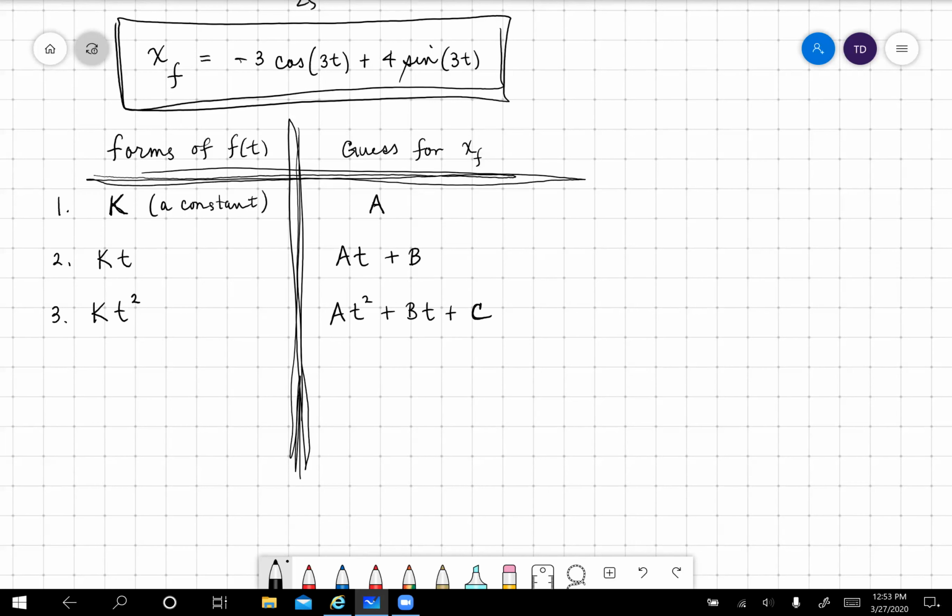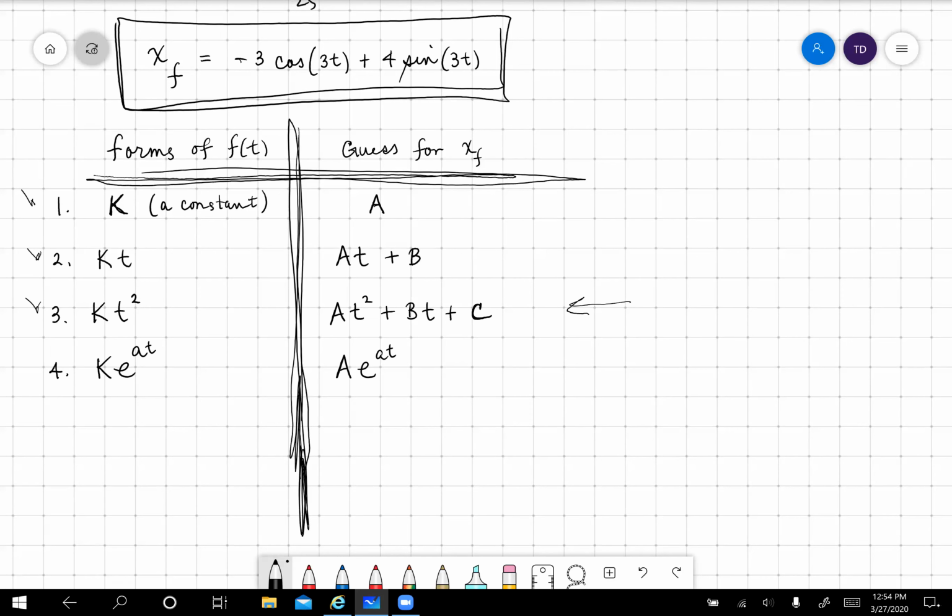Notice, by the way, that this last form contains form number 1, form number 2, form number 3. Now, the guess is the sum of all 3 of those. If you have any 3 of these combined on the left-hand side, your guess would be the same. Then we looked at k e to the a t. Our guess is going to be A e to the a t.